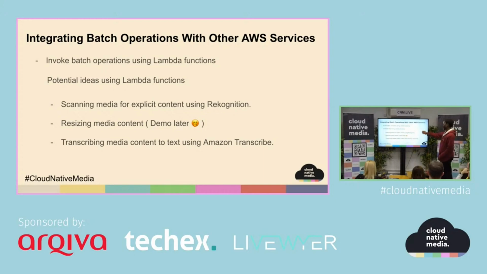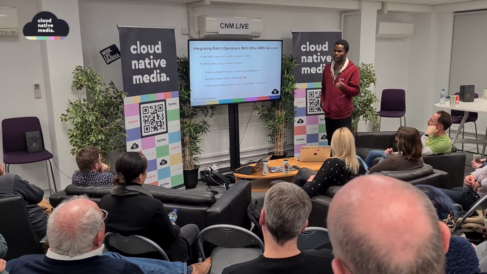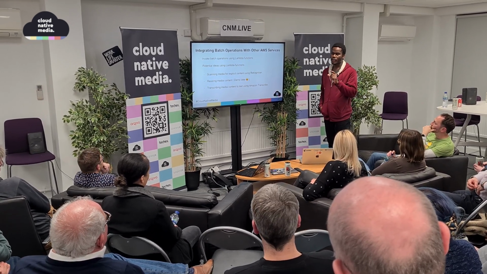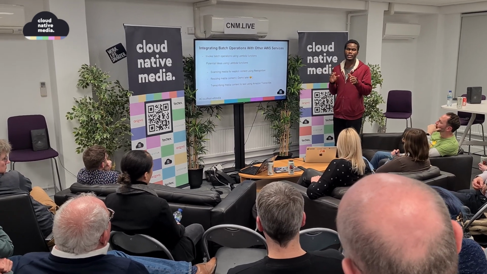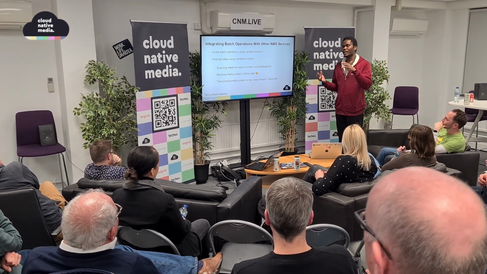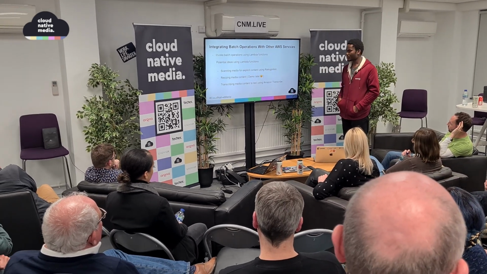Here are some potential ideas for Lambda functions, and one of them is scanning media for explicit content using Rekognition. Rekognition is also a service within AWS that allows you to perform machine learning tasks on your files. You can resize media content. I have a demo on this where we upload files within a bucket and we use an external service to then resize those files to the smallest size possible. For those who build applications, we always need to have those files very small because it affects the loading time. So when you open an application, if you have files that are too large, they take too much time to load. So this is something that everyone does in the application.